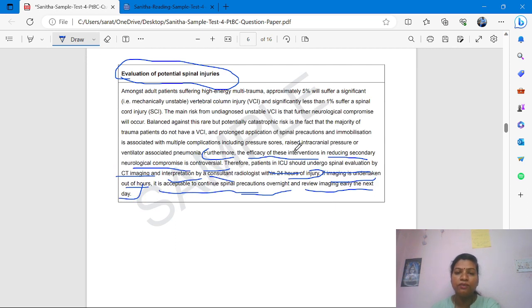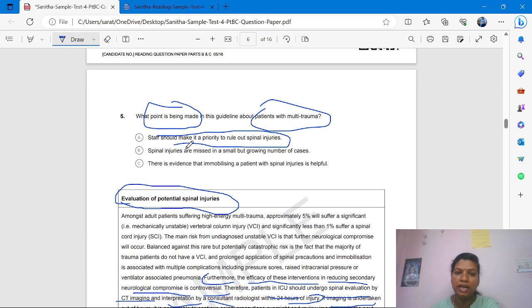Further, the efficacy of these interventions in reducing secondary neurological compromise is controversial. Therefore, a patient in ICU should undergo spinal evaluation by CT imaging and interpretation by a consultant radiologist within 24 hours of injuries. Yes, staff should make it a priority to rule out spinal injury. Yes, it is saying like that.